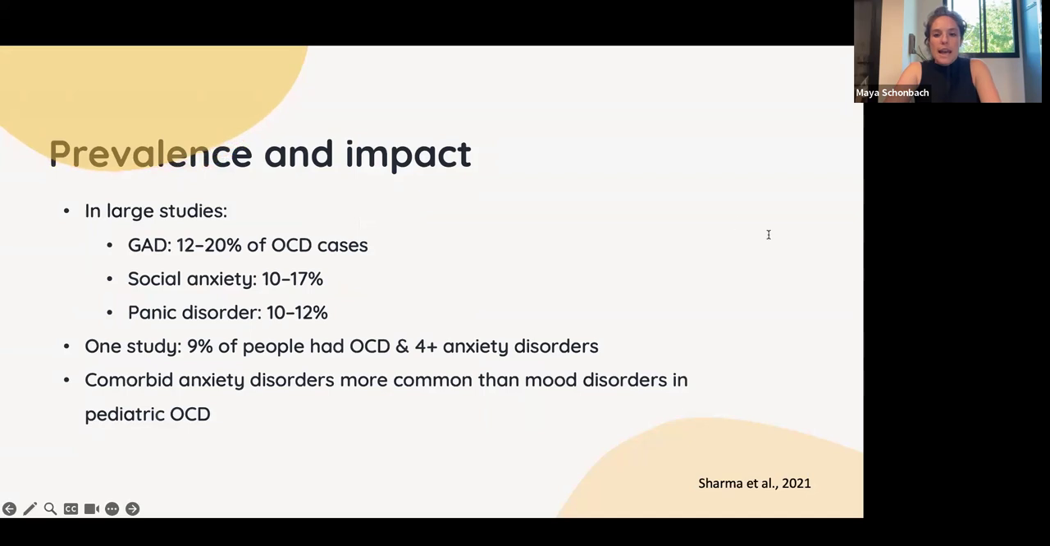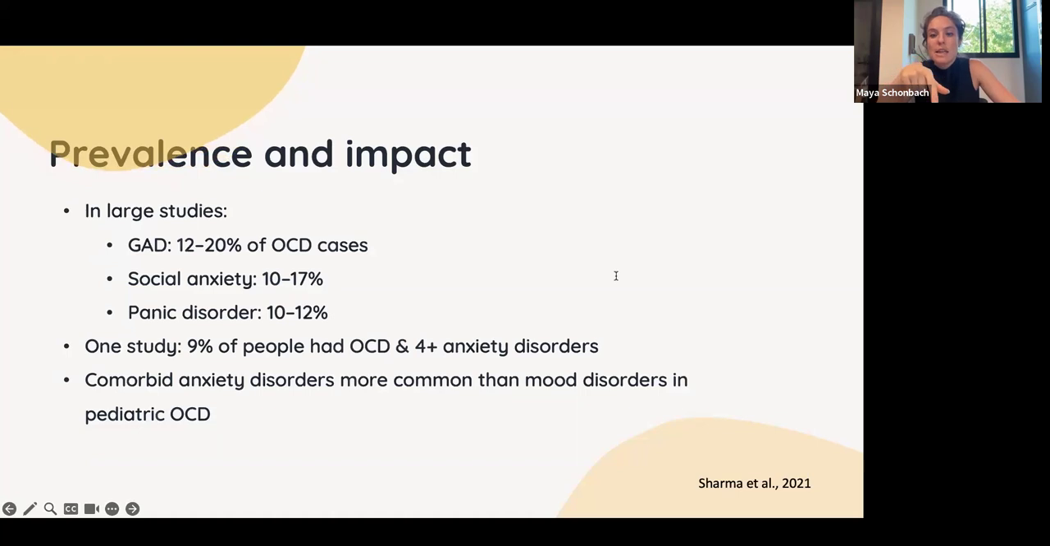So, again, we see strong patterns of comorbidity. Generalized anxiety disorder, or GAD, shows up in 12 to 20% of OCD cases. Social anxiety in 10 to 17%, panic disorder in 10 to 12%. So that's a huge percentage. And again, it's not uncommon for people to meet criteria for multiple anxiety disorders in addition to the OCD.